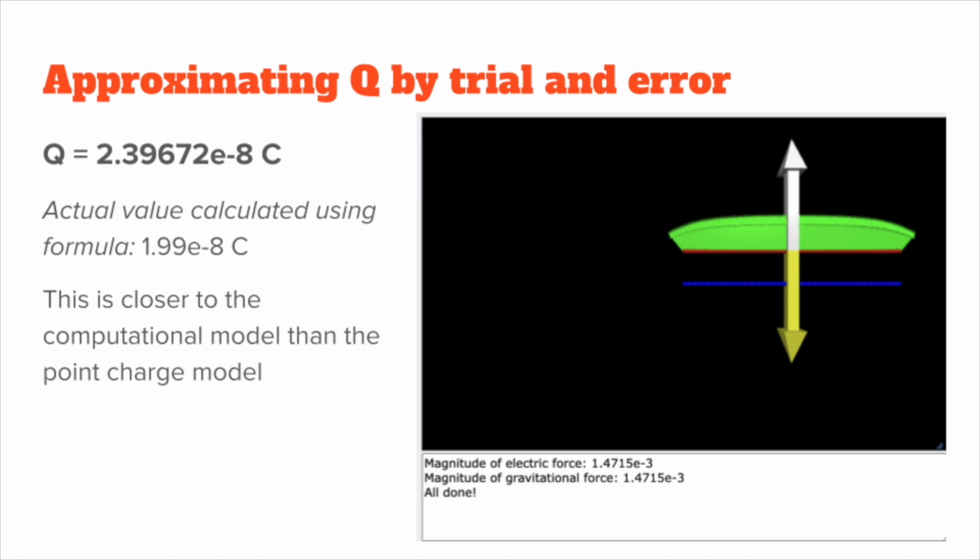On the other hand, if we approximate Q by trial and error, so we adjust Q until the magnitude of the electric force and the magnitude of the gravitational force are balanced, we find that it is about 2.4 times 10 to the power of negative 8 coulombs. And this is a lot closer to the actual value that we calculated, which was about 2 times 10 to the power of negative 8 coulombs, thus showing that the distribution model is far more accurate than the point charge model. So let's discuss these results.